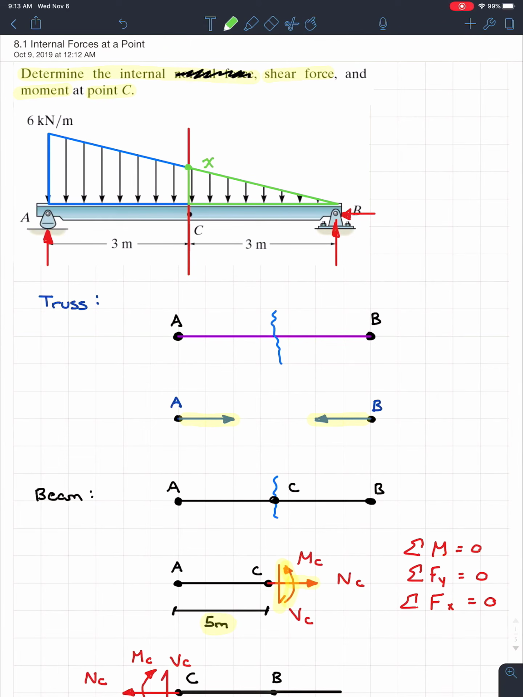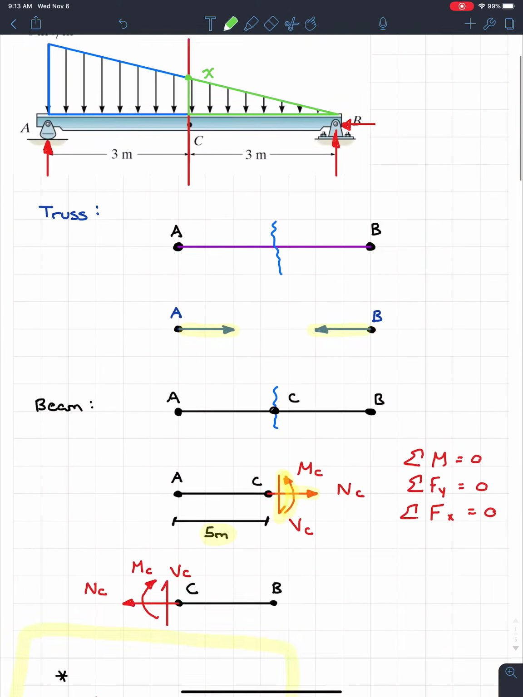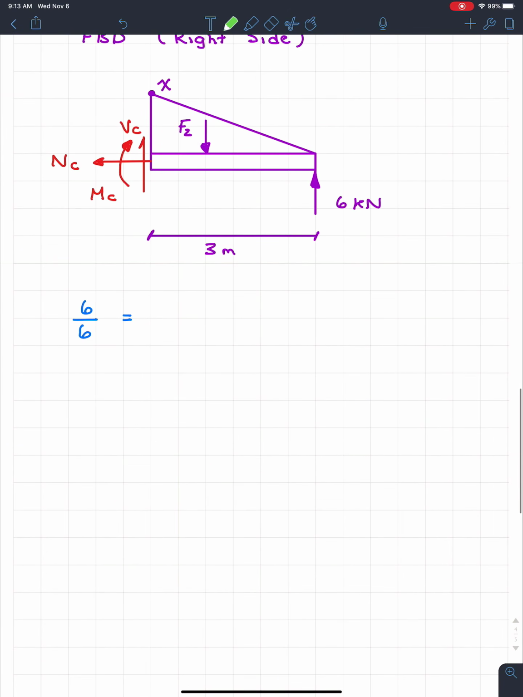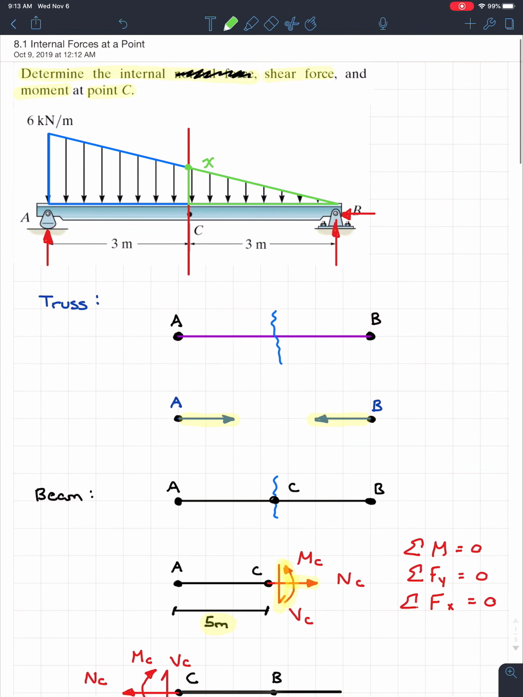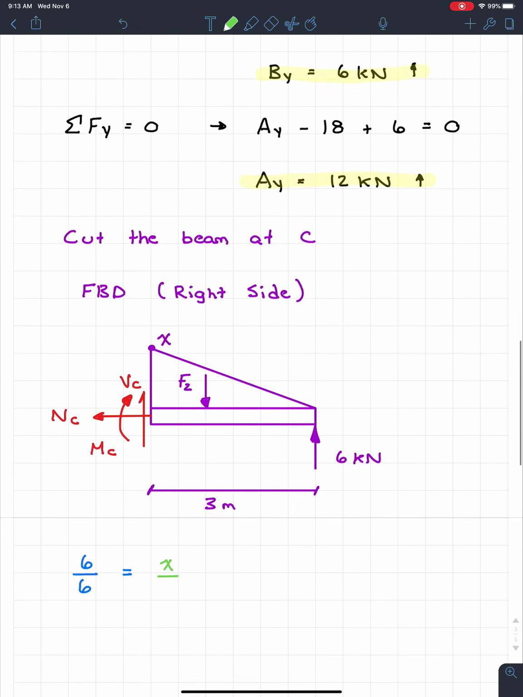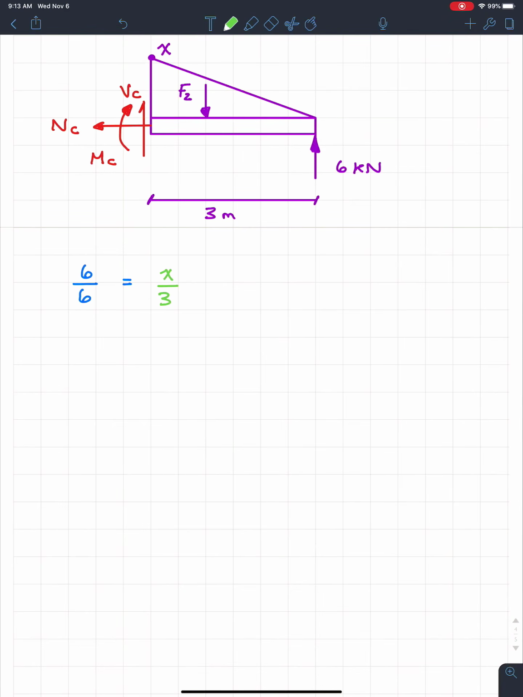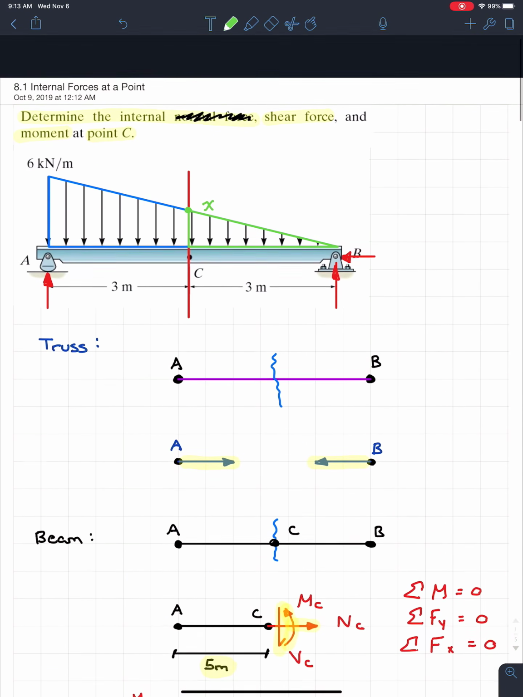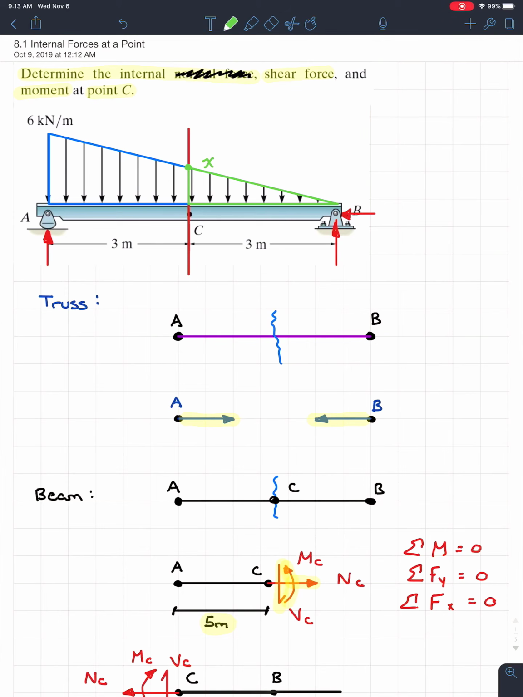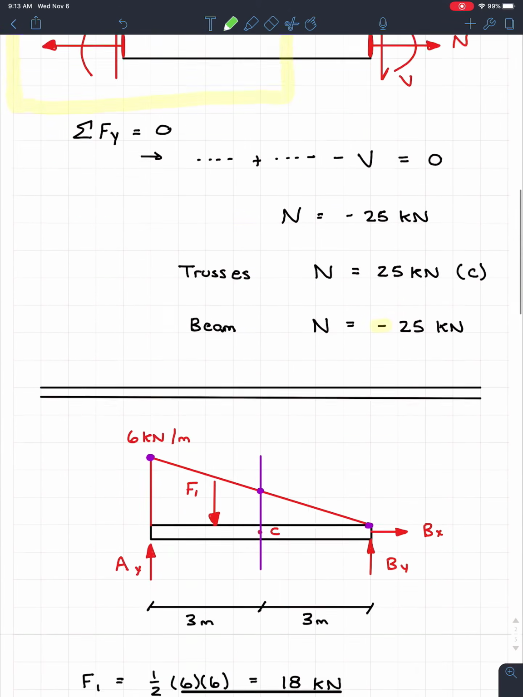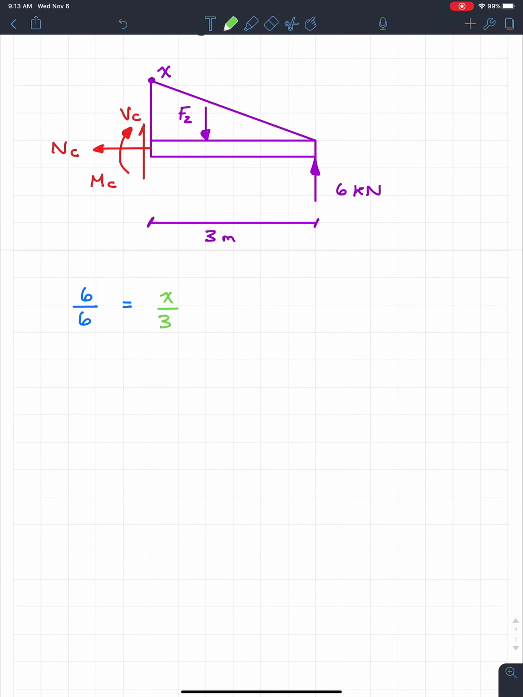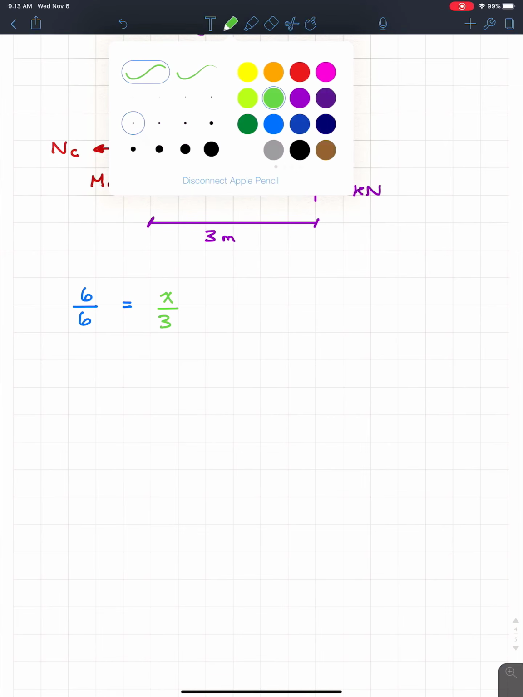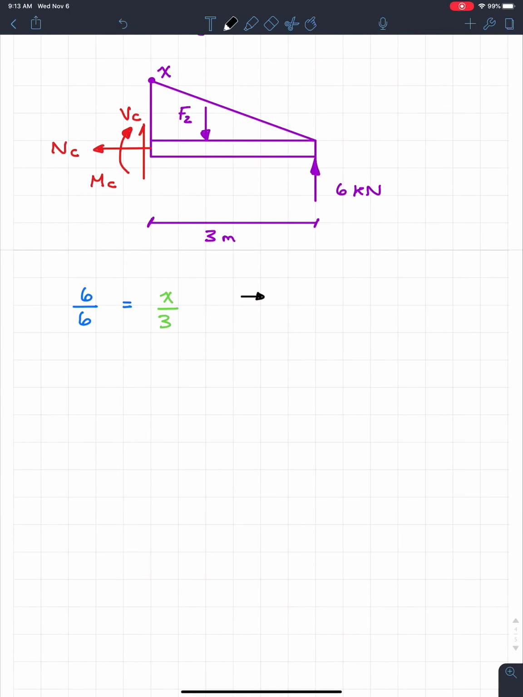Well, the rise is going to be x, so we don't know the rise. So we're going to have x over, but we know the run of this triangle. We know that the run is 3 meters. So coming down here, we're going to have x over 3. And the rise over run is the slope, and the slope of this line doesn't change. So therefore, 6 over 6 is going to be equal to x over 3. And we can solve that to find that x is equal to 3.